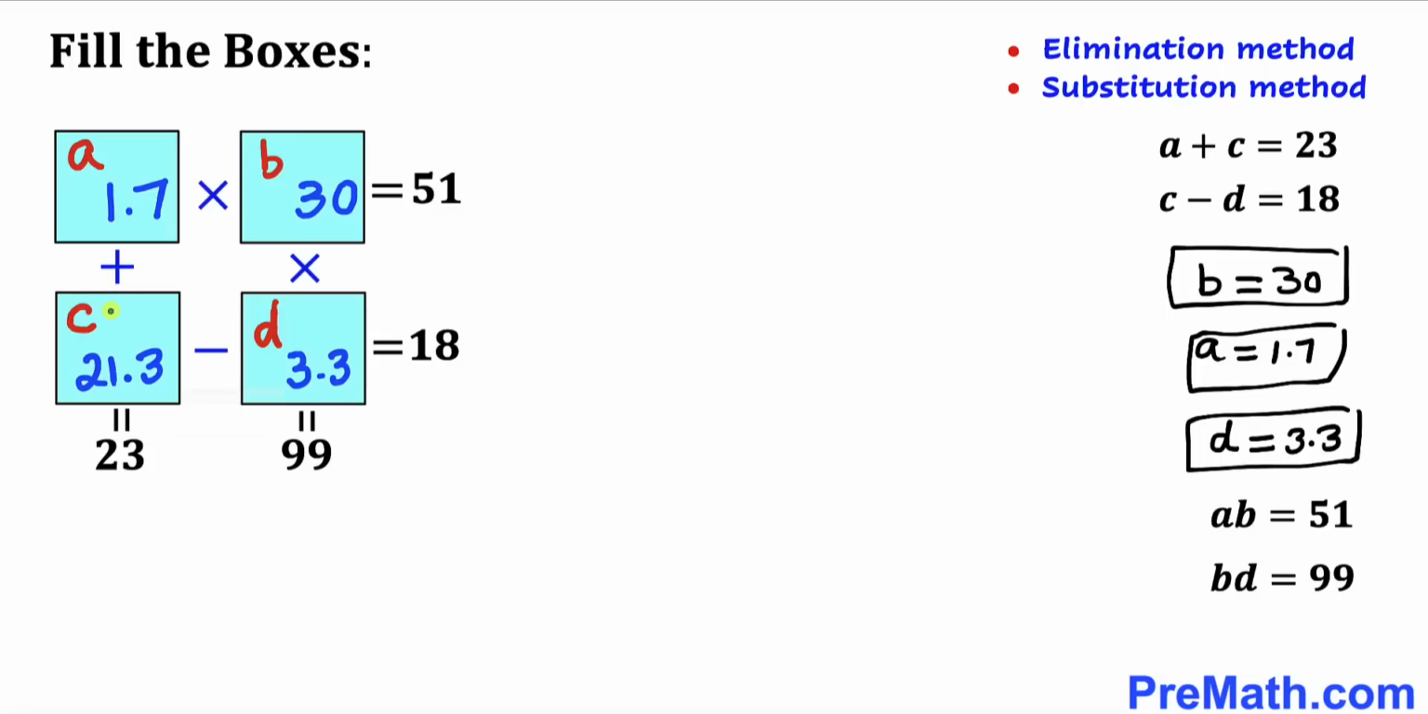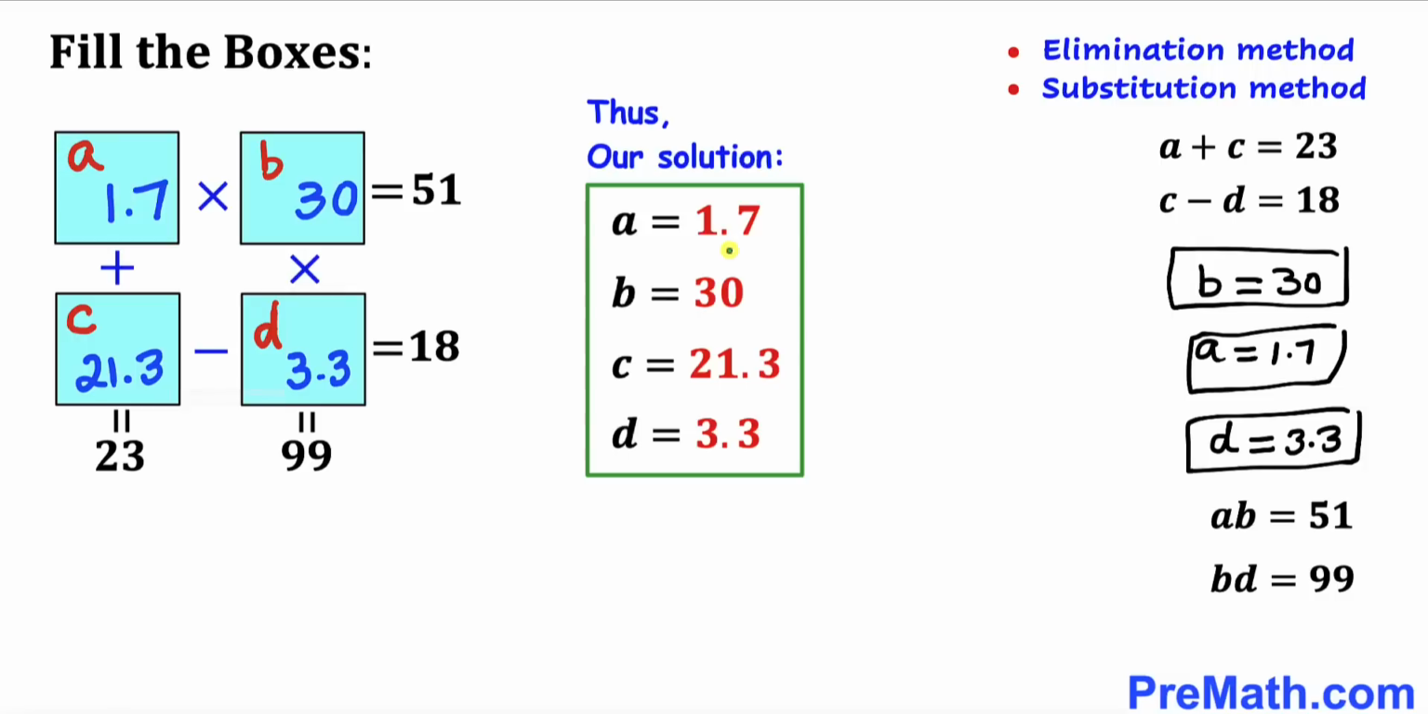And finally, let's check these two horizontal boxes. 21.3 minus 3.3 is going to give us indeed 18. So we conclude that all these values are valid solutions. Thus our solution turns out to be a equals 1.7, b equals 30, c equals 21.3, and finally d equals 3.3.